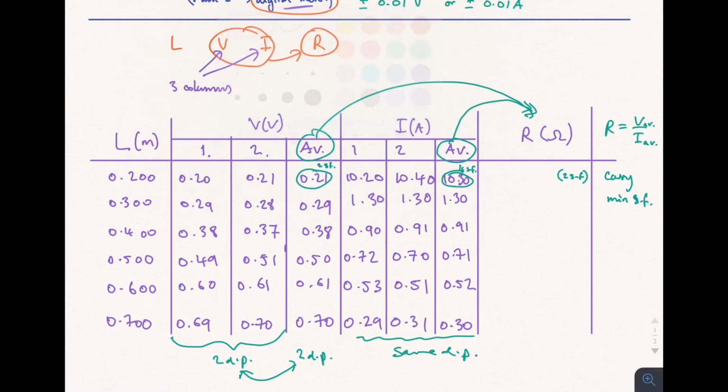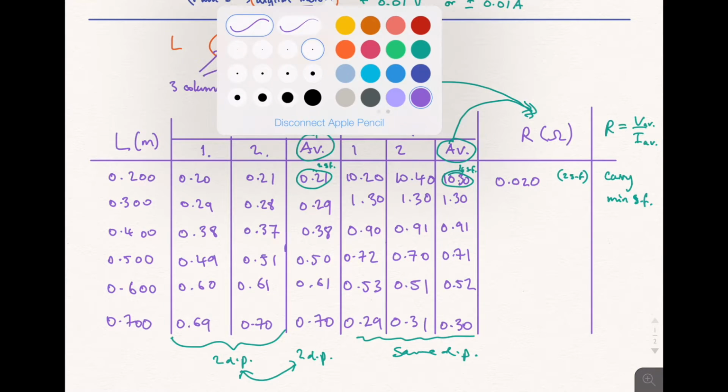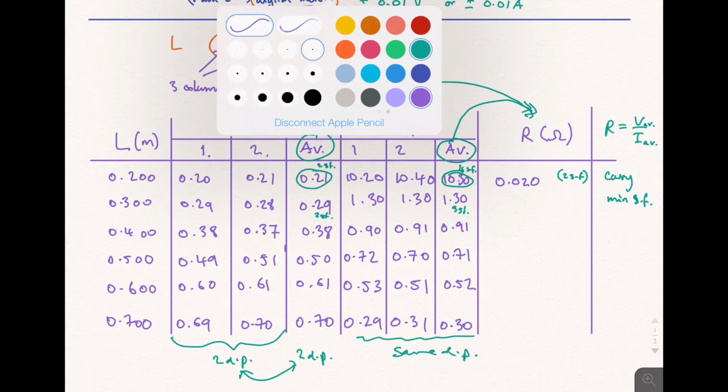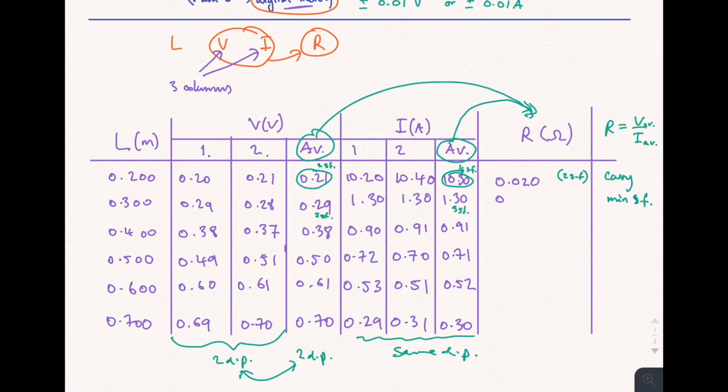So let's calculate that. Comes out as 0.020388. So I'm going to write that down to 2SF, 0.020. So it's actually 3 decimal places, but 2SF. And the next one is 0.22. I've got 3SF here. Here I have 2SF. So again, I want to carry forward the minimum significant figures. So it should be 2SF.